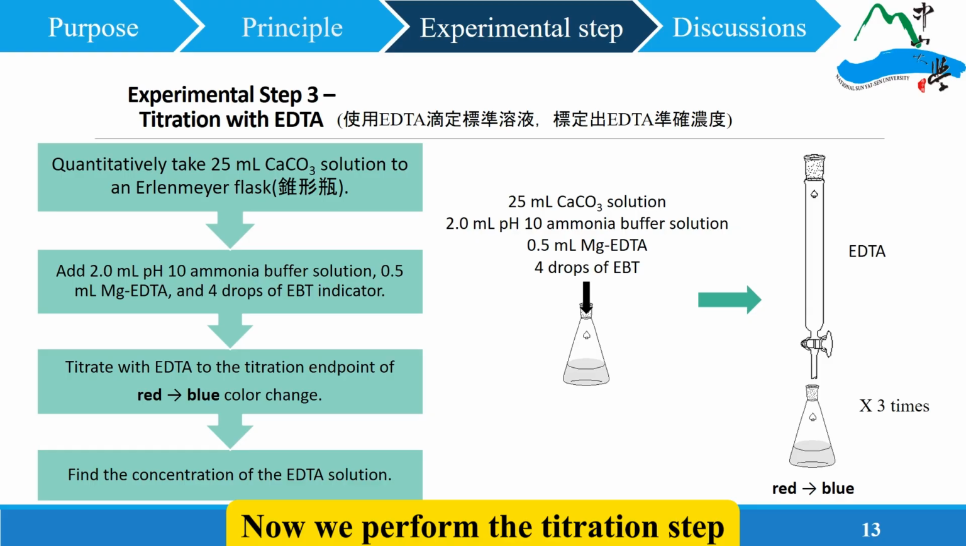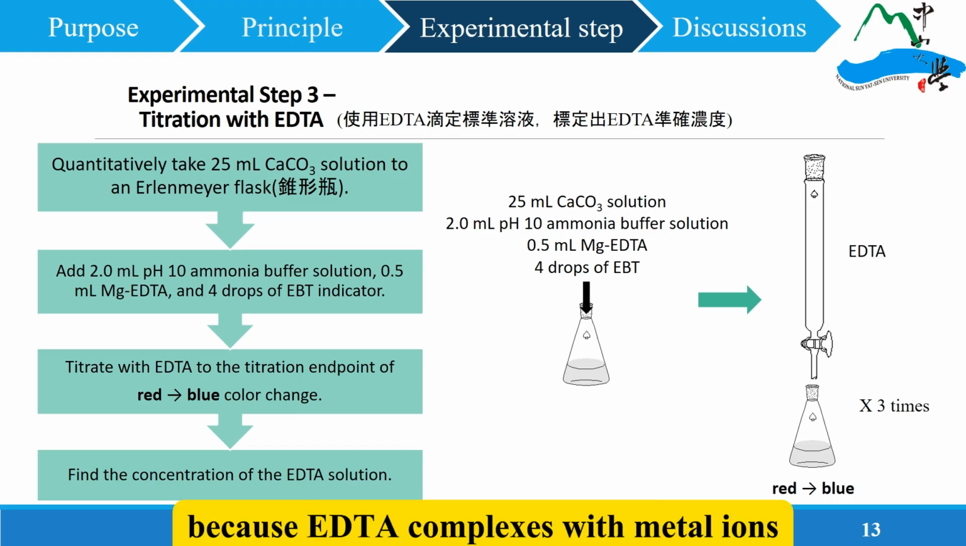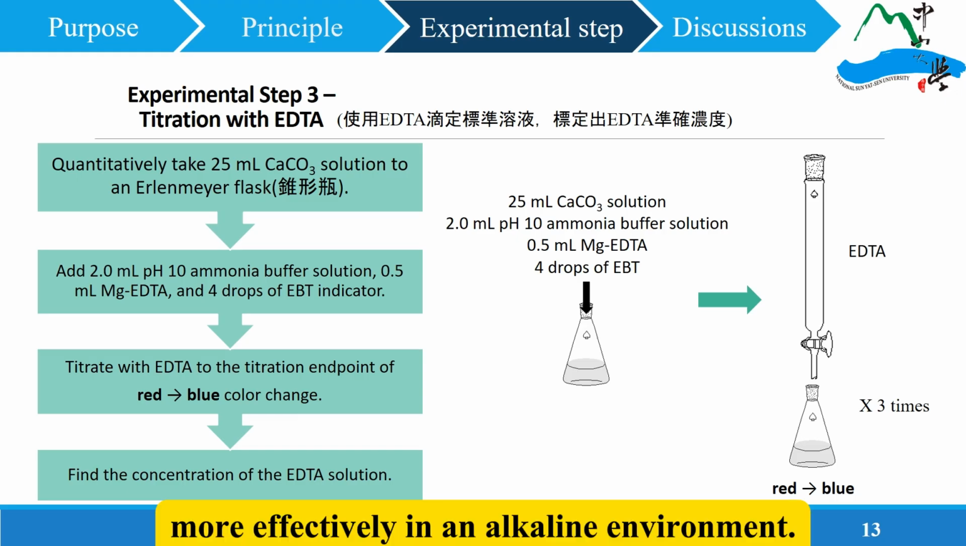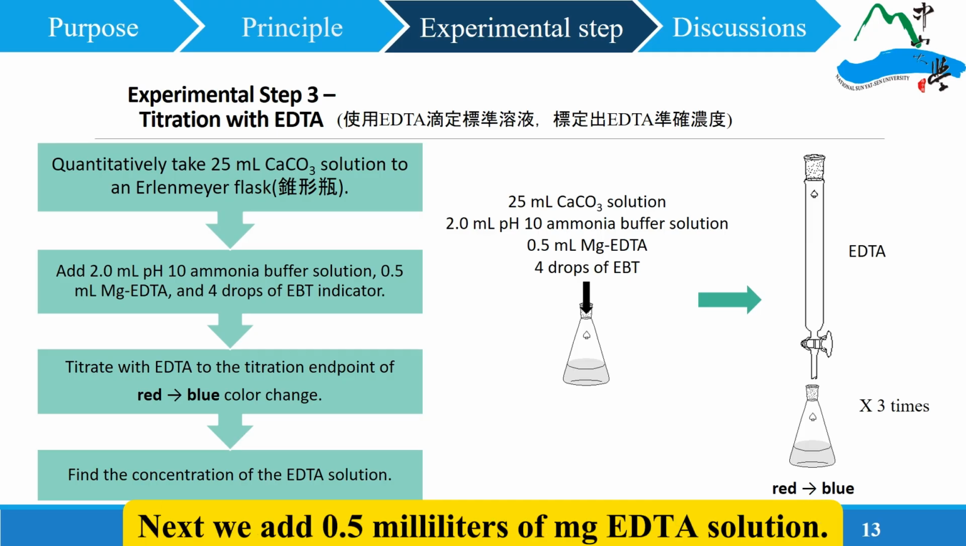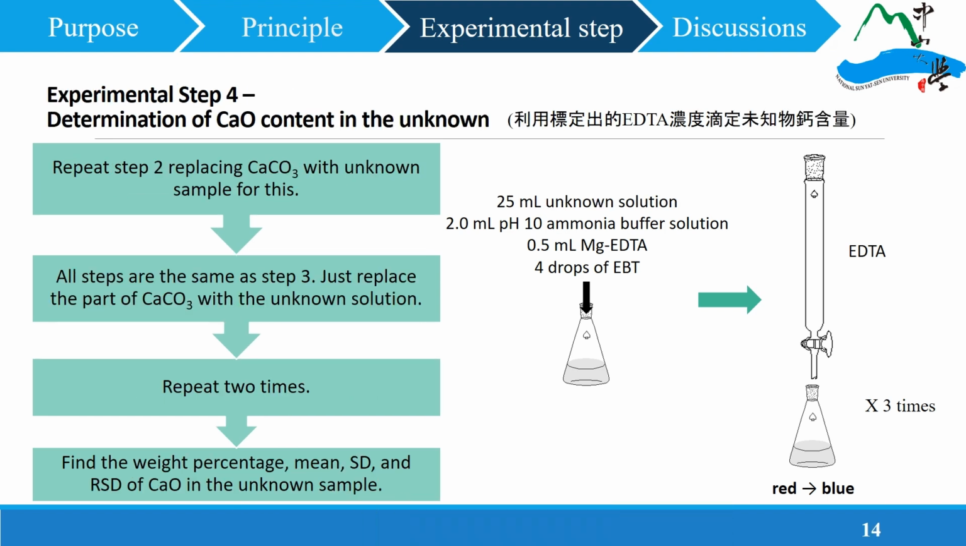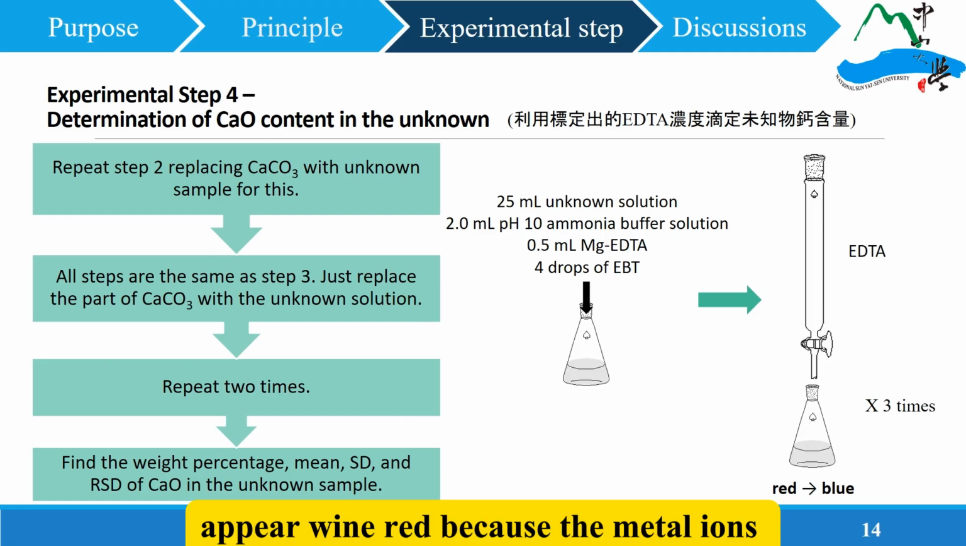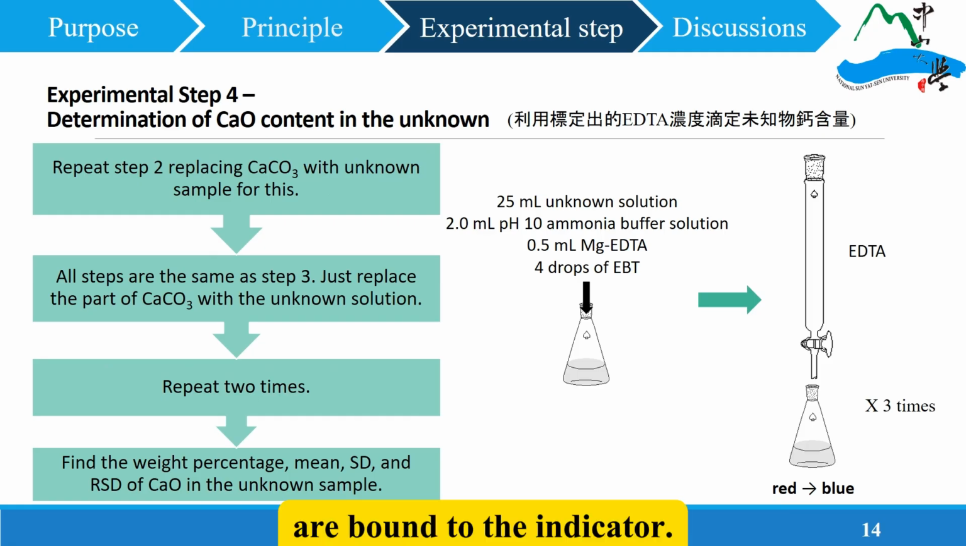Now we perform the titration step. First, we pipette 25 milliliters of the calcium carbonate solution into a flask. Then we add 2 milliliters of pH 10 ammonia buffer solution. This buffer is important because EDTA complexes with metal ions more effectively in an alkaline environment. Next, we add 0.5 milliliters of EDTA solution, followed by about 4 drops of the EBT indicator. At this stage, the solution should appear wine red because the metal ions are bound to the indicator.